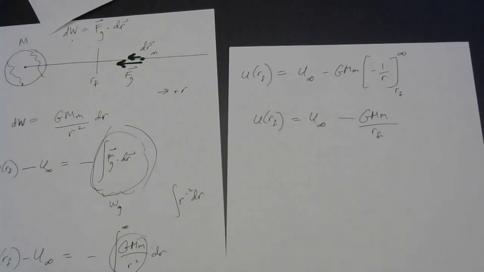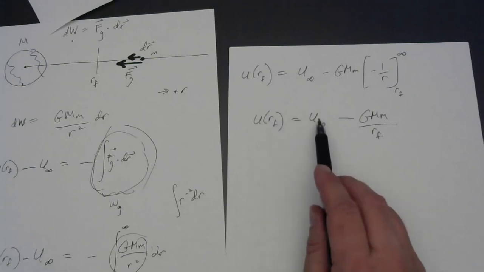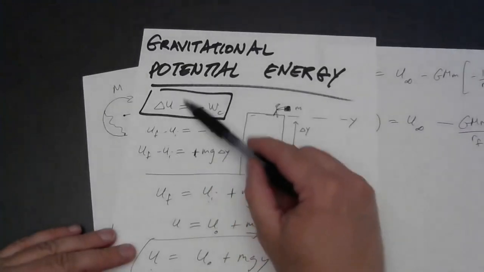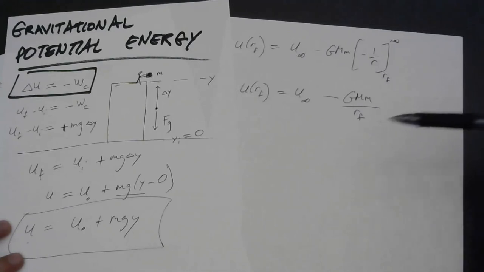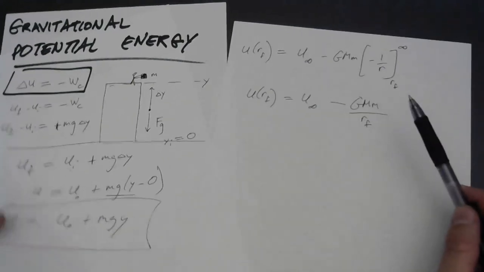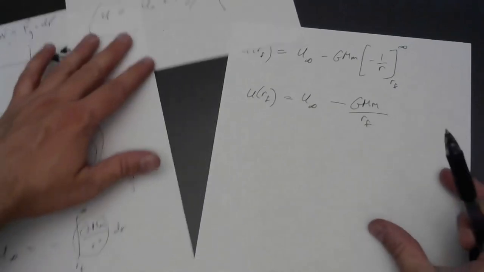I misspoke again, just slightly. What I meant to say was the potential energy at r final is whatever potential energy you have at infinity minus the work done by gravity. Remember that? That's our starting point. The change in potential energy is the negative of the work done. So since gravity is doing positive work as your object falls towards the Earth, then yes, it makes sense that we're subtracting a positive quantity. If you don't follow all that, it's okay. You just have to know how to use the final result.